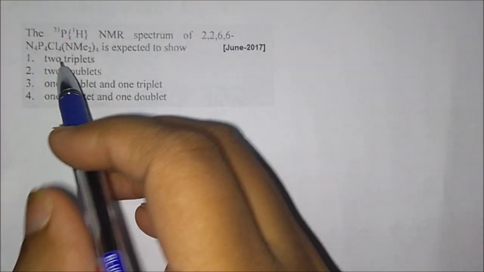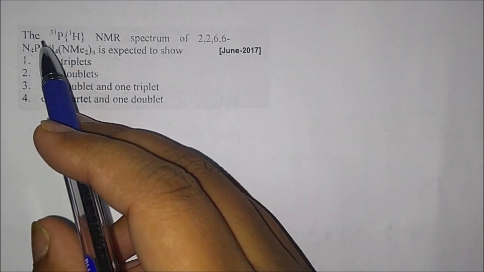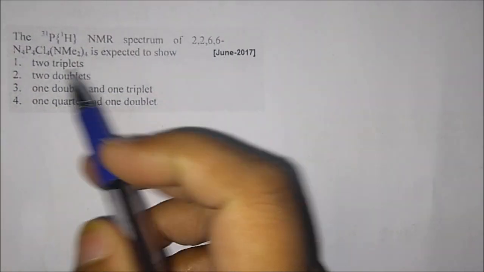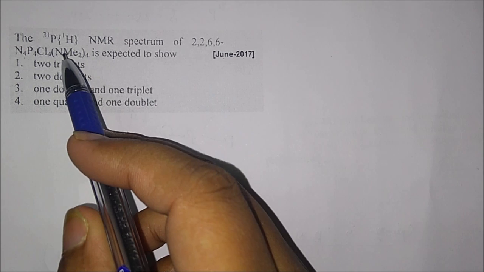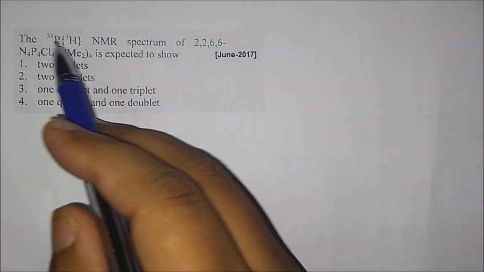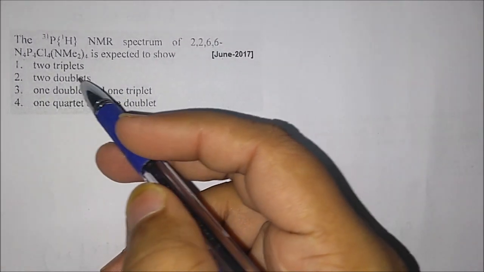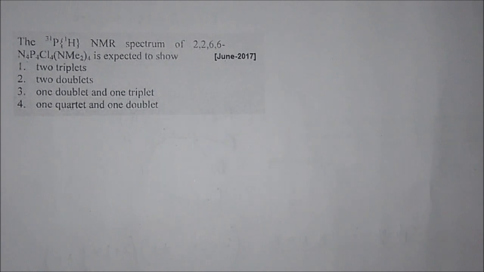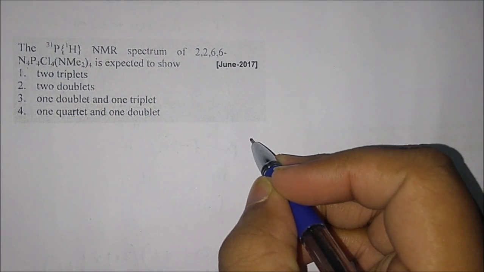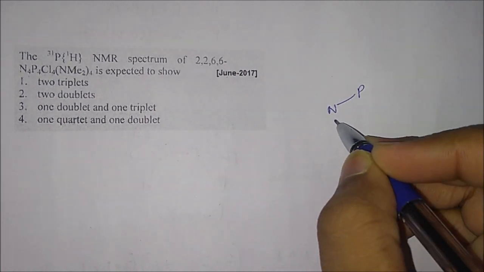Alright, so let's solve this question from the June 2017 exam, and it came for 4 marks. The question says that the 31P NMR spectrum of 2266 N4P4Cl4 (NMe2) whole 4. Now you have phosphorus over here, and they are asking how many splittings you are expecting to get in the 31P NMR. First of all, let's draw the structure of it. The structure will look somewhat like this. I'm just drawing it.